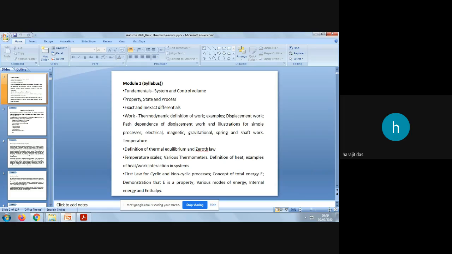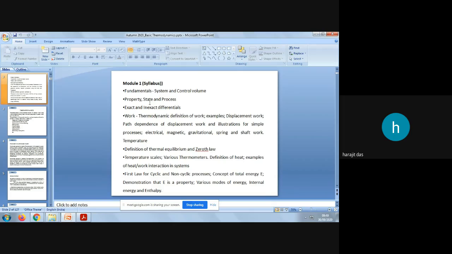Take the room where you are sitting. The physical state of that room can be defined by the temperature: the room temperature is 31 degrees centigrade or 25 degrees centigrade, and pressure is 1 atmospheric pressure. By all these parameters you will define the system. Then only your system can be defined physically. Then state, what is a state?